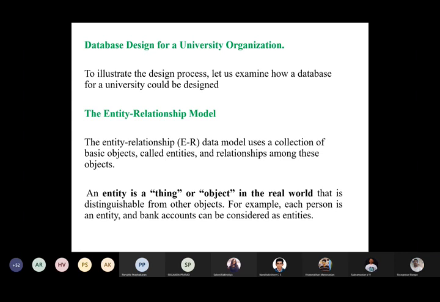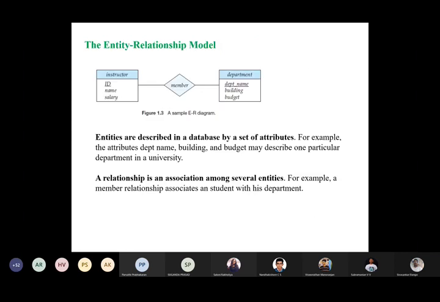So an entity is an object of interest in a system. An entity is described by a set of attributes, right? For example, a department entity is described by a set of attributes, namely department name, building, and budget, right? So entities are best described by a set of attributes. Here we have represented two entities by means of a relationship, right? So you have the instructor entity. The instructor entity has attributes ID, the instructor ID, name of the instructor, and salary, right?